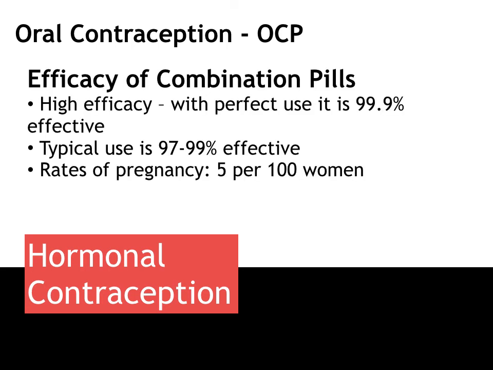For efficacy of combination pills, they are quite effective if used properly. With perfect use, based on data, it's 99.9% effective. Based on typical use in reported studies, so observational studies on people using oral contraception, the typical use would be 97 to 99% effectiveness of preventing pregnancy, which is still quite effective. And generally speaking in studies, the rate of pregnancy they're reporting on average is about 5 per 100 women with this type of contraception.